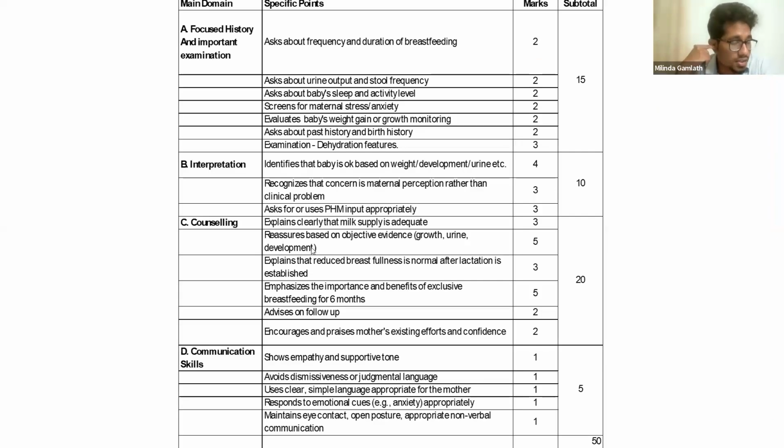So, one thing I just want to emphasize here. I'll go for the specific points first, right? So you asked about the frequency and duration of breastfeeding. That's good. That's what you need to assess upfront. You need to be specific about the urine output, right? Don't just ask, is it adequate or is it similar as earlier? Ask how many nappies or how many times the child has passed urine. If it's more than 8, around 8 to 10, then it's good, right?